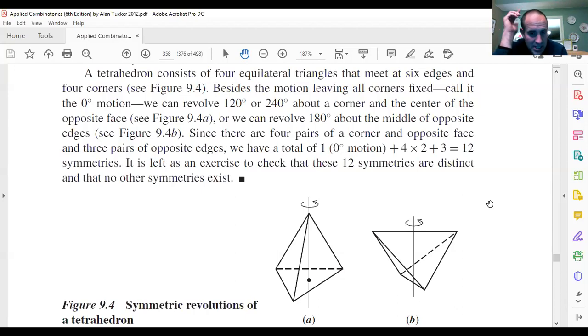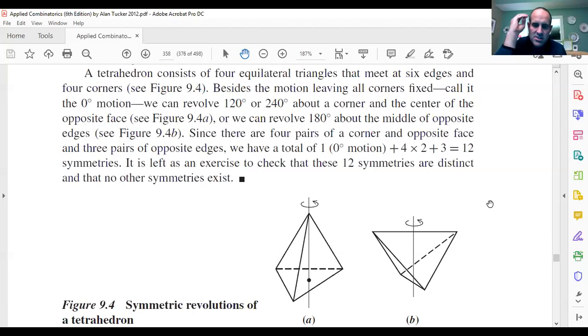So first of all, how many rotation things are there? Well, I have a 120 and a 240 degree rotation for each one of the vertices paired with an opposite face triangle. Okay, so that gives me a total of 8 of those. Of course, I also have the trivial identity that doesn't do anything to this.